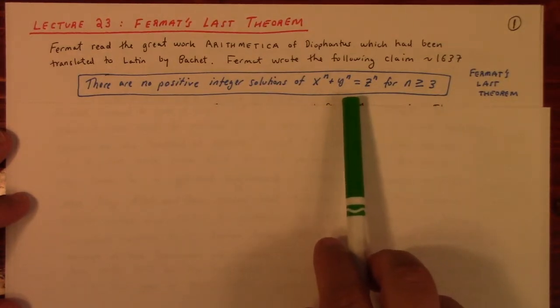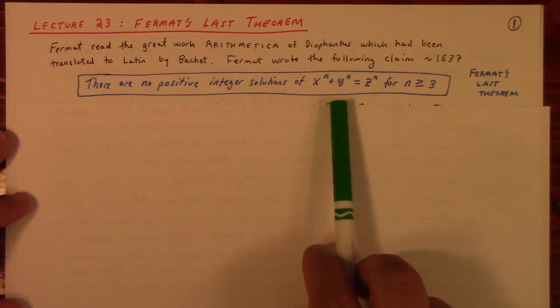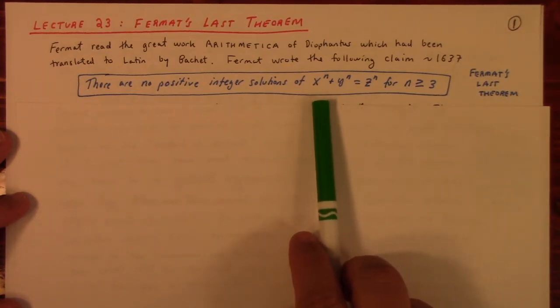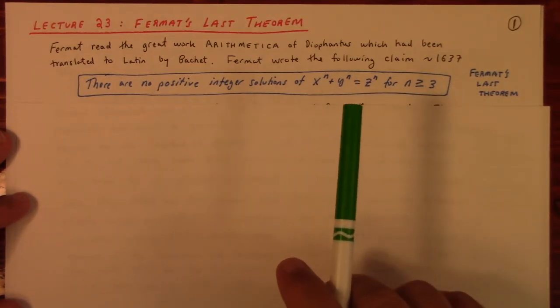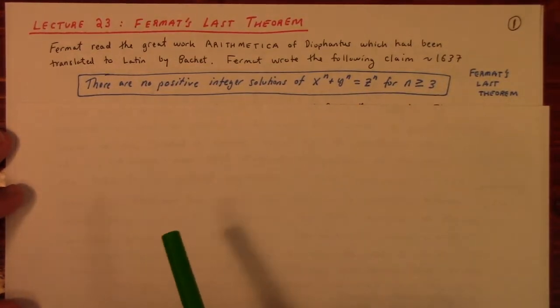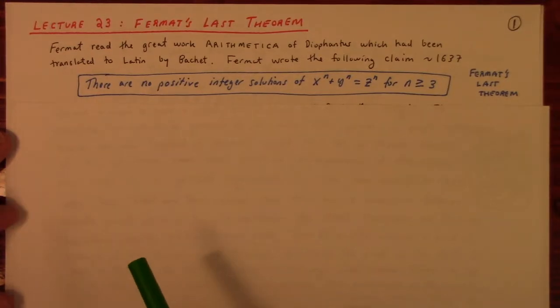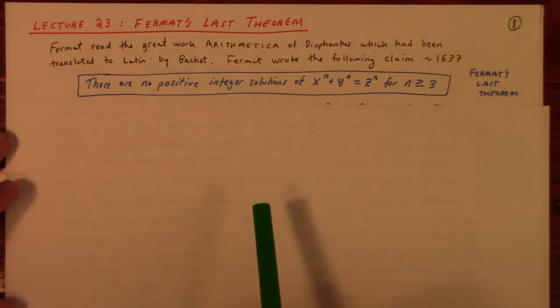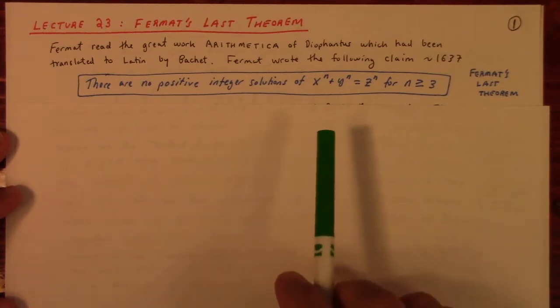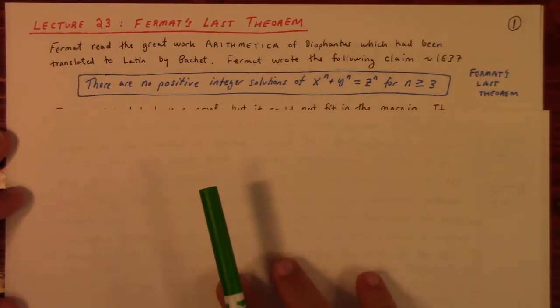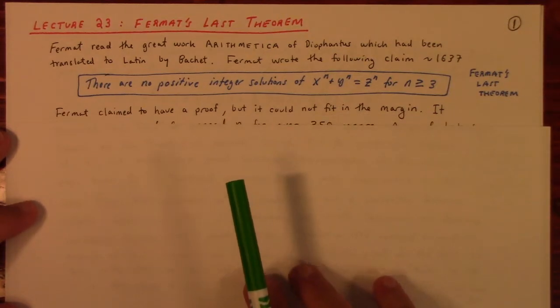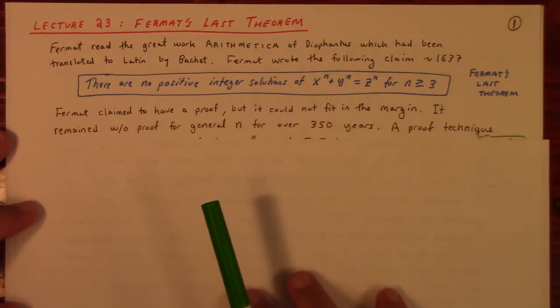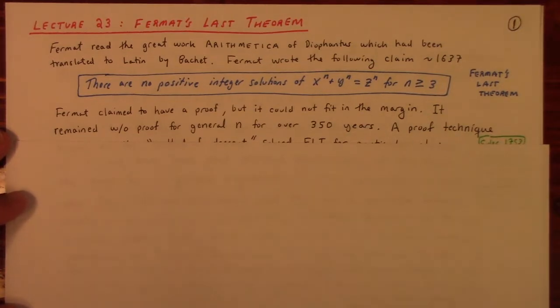Now this is a little bit surprising because we've seen tons of solutions for n equals 2, right? x squared plus y squared equals z squared. That's the Pythagorean triple problem, and we saw that we can generate all kinds of solutions to that. So why does it stop working at 3? Or so it seemed to be a claim that it didn't work for 3. Now, Fermat claimed to have a proof, but he said it couldn't fit in the margin. And it remained without proof for general n for about 350 years.